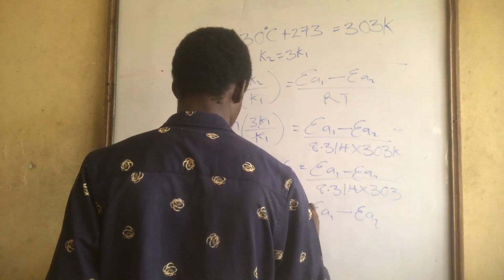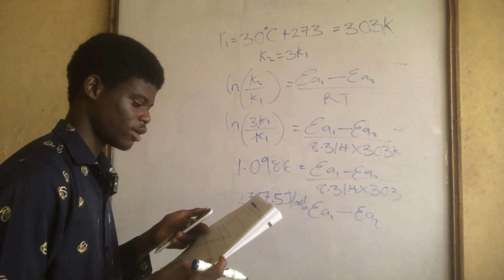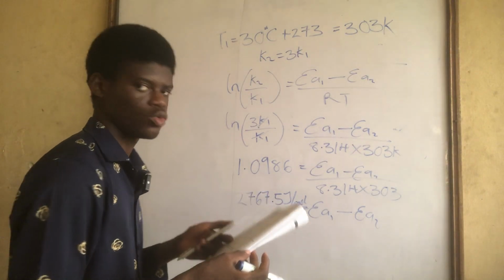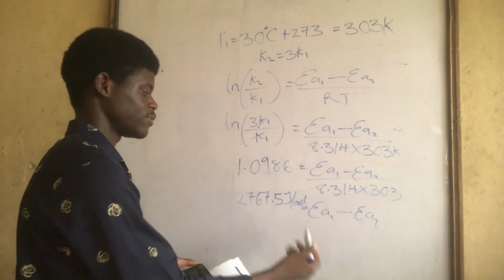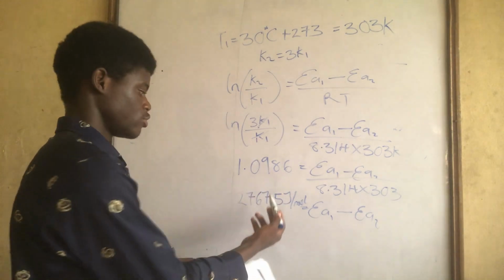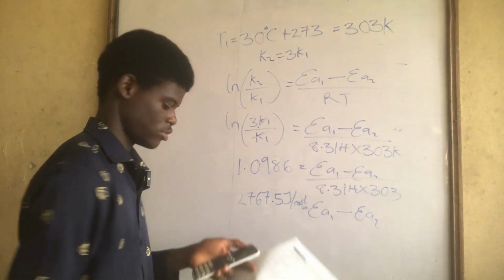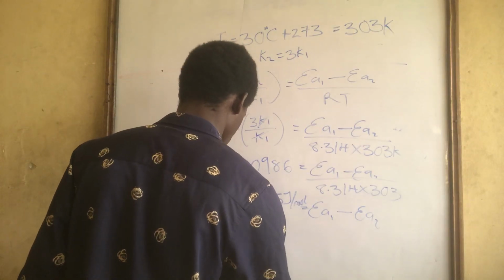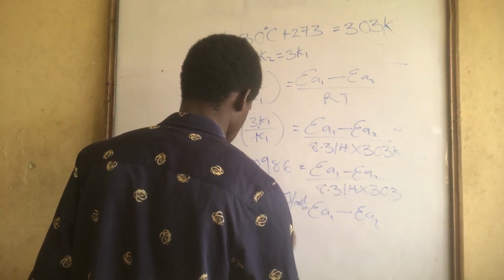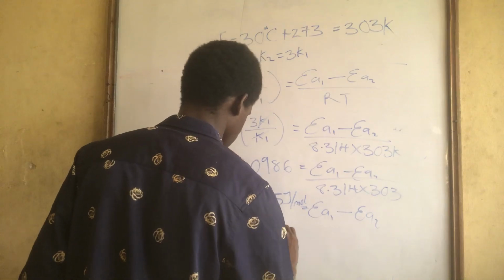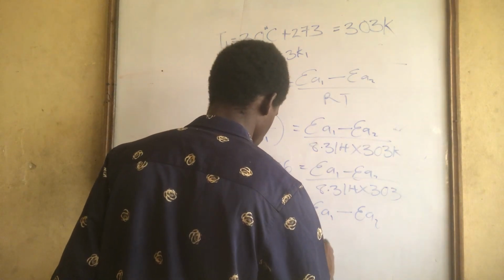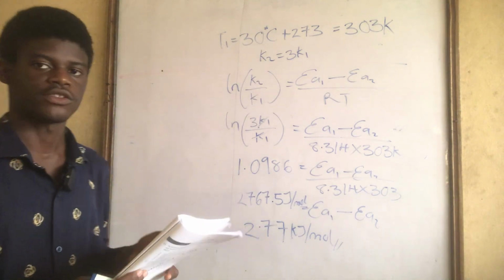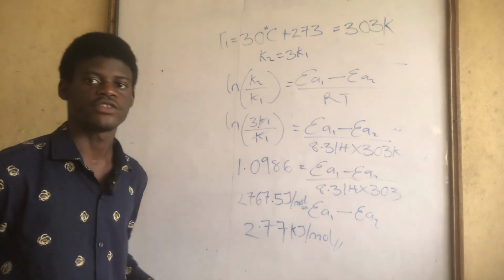It's 2767.5 joule per mole. But our options are given in kilojoule per mole. The only joule per mole option there is 2.7 joule per mole, which is not correct. It's 2767 joule per mole, so we need to convert to kilojoule per mole, and we divide by 1000. When we divide by 1000, we get 2.76, let's say 2.77 kilojoule per mole. And that's option A. So question 50 is option A.